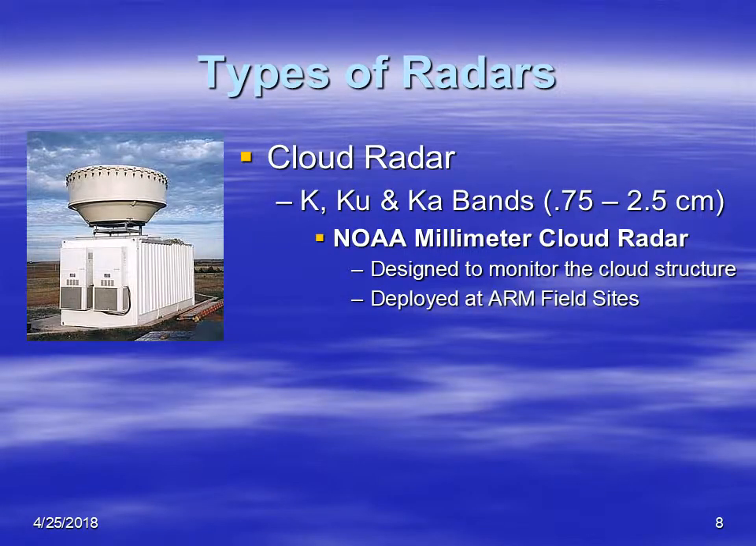And then finally, smallest wavelengths are looking at very small particles in the atmosphere. Cloud droplets are typically very small, anywhere from 5 to 20 microns in size. So they use the shortest wavelengths, 0.75 to 2.5 centimeter wavelengths. And an example of this is the NOAA millimeter cloud radar. There are a few of these scattered across the United States at field sites that are doing climate research. And they're looking at cloud structures as clouds move over. It's a vertically pointing radar.